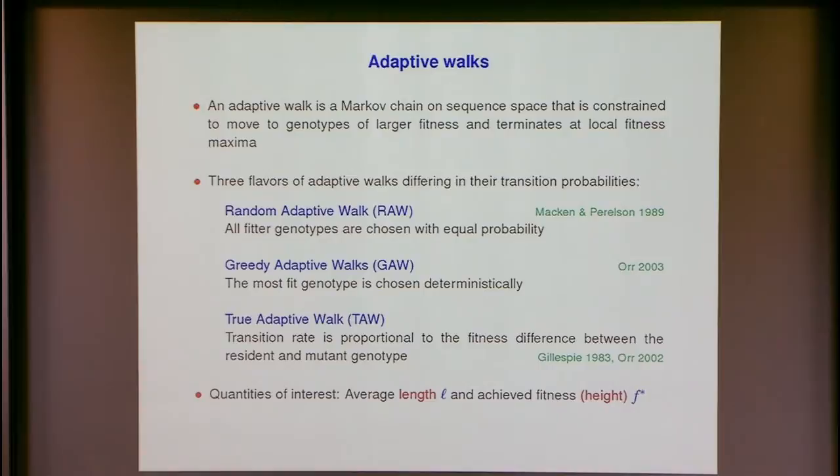Now there are three flavors of these walks. One that I call the random adaptive walk, where in every step you just choose one of the fitter genotypes at random. There is a greedy adaptive walk where you always choose the fittest one, so it's a steepest ascent. And then there is what I call the true adaptive walk. This is the one that was introduced by Gillespie, and this is the one that actually comes out of the population genetics background.